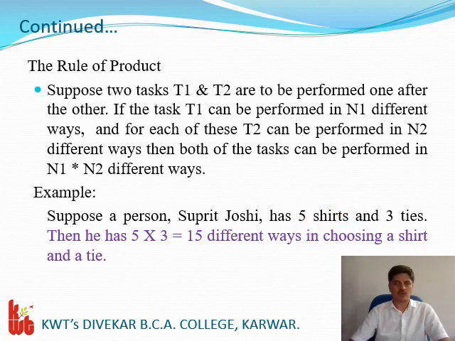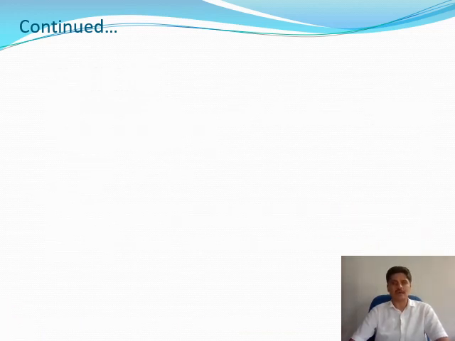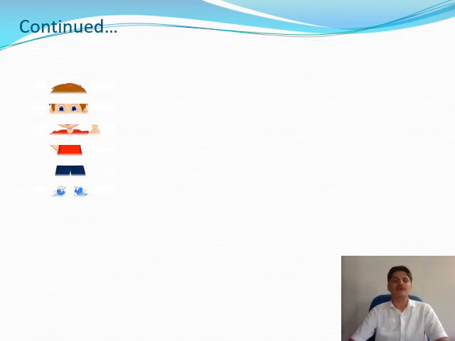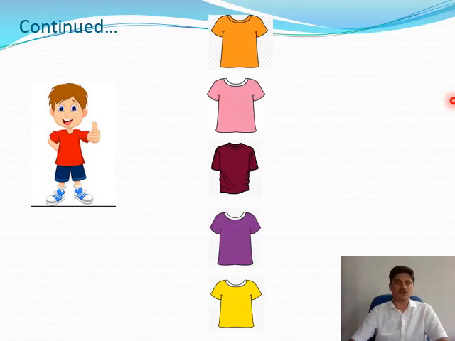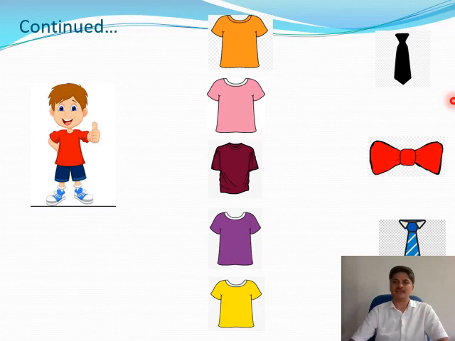It will make you more understandable with a graphic thing. Now here is a person who has got 5 shirts or t-shirts and 3 ties. Now the question was, in how many number of ways one can wear a t-shirt and a tie. Now let us see how it works.